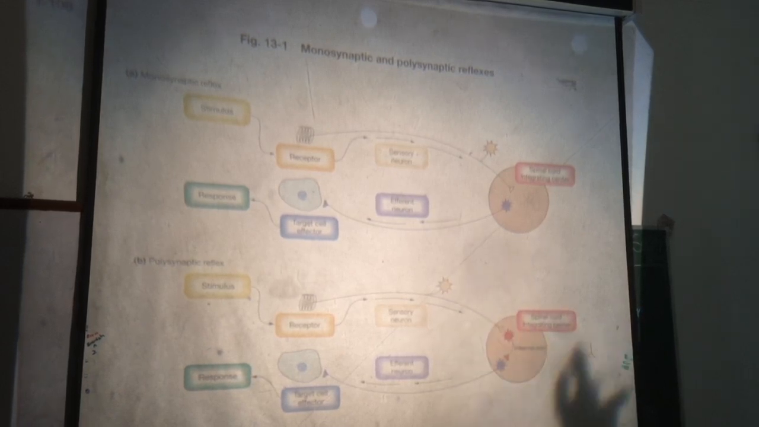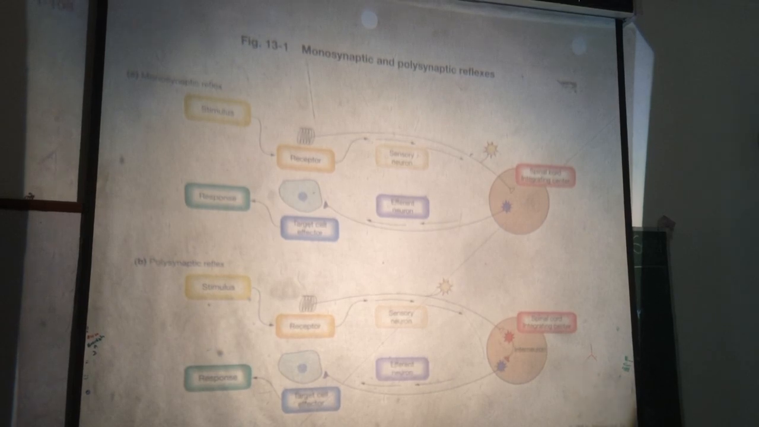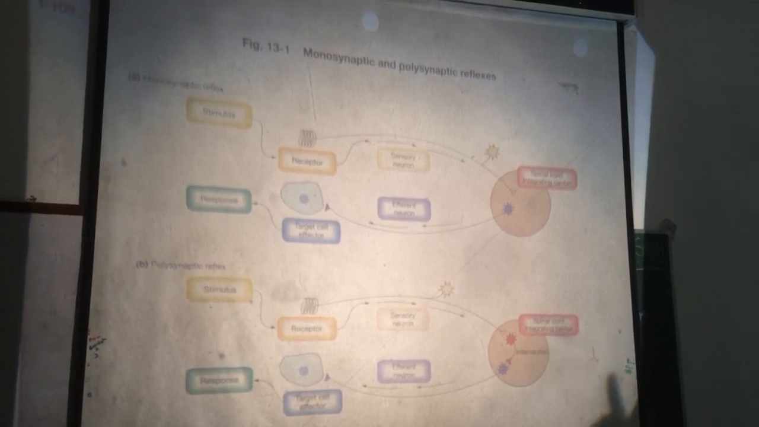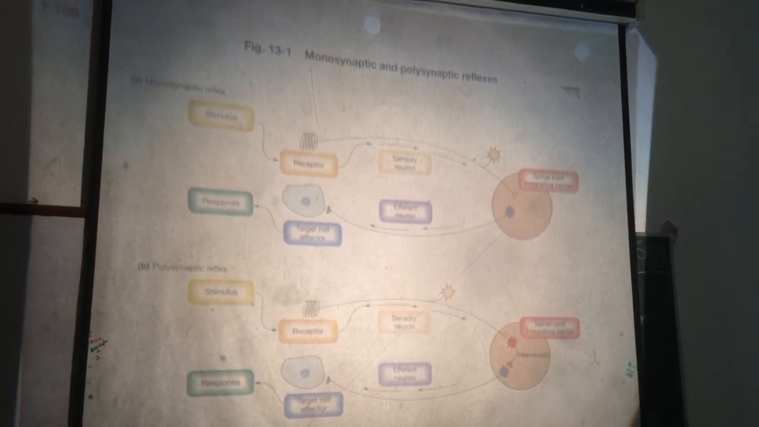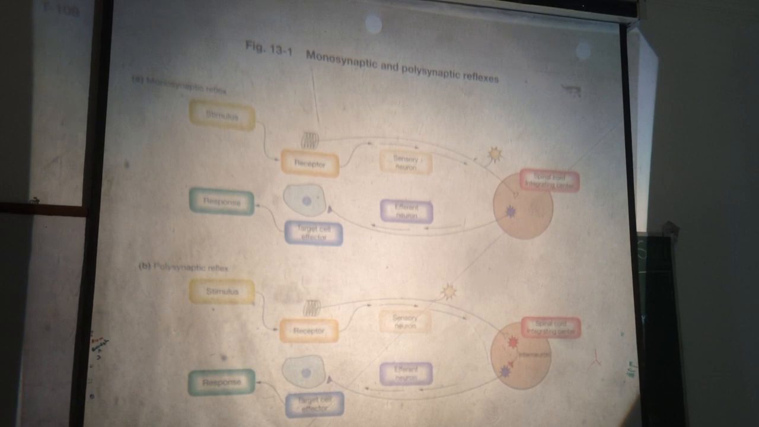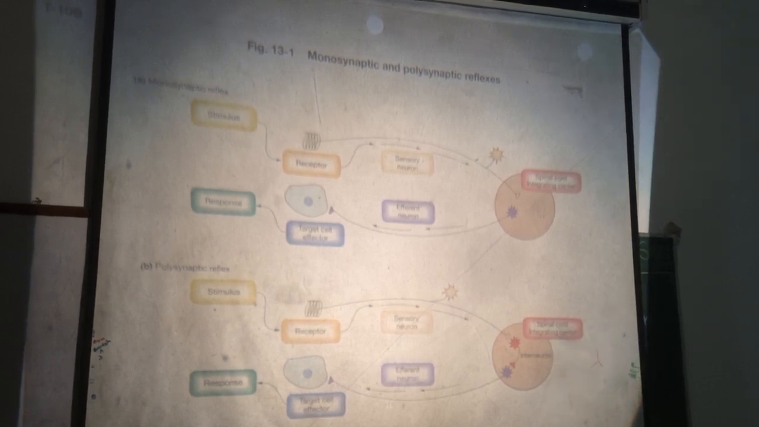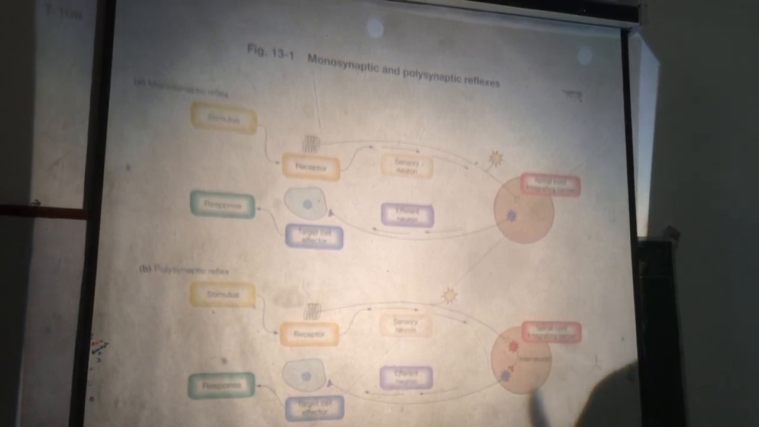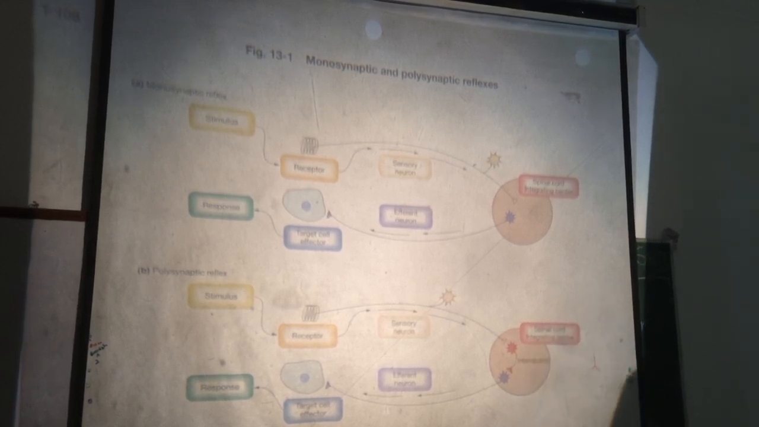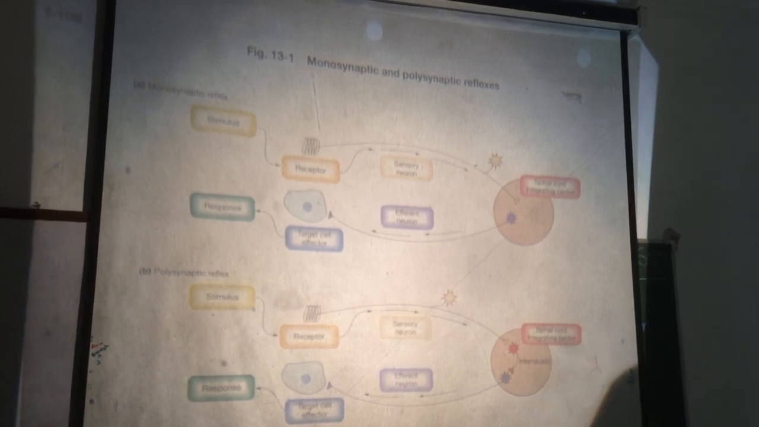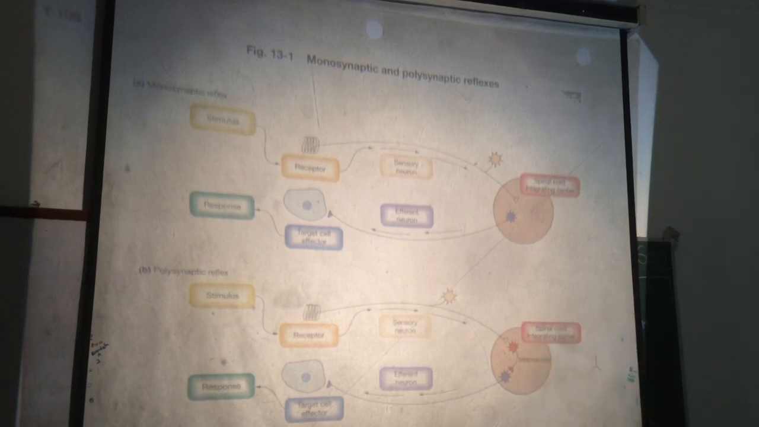The second type is acquired or conditioned reflexes. These are not present at birth. These are developed in response to a conditioned stimulus with the help of an unconditioned stimulus.